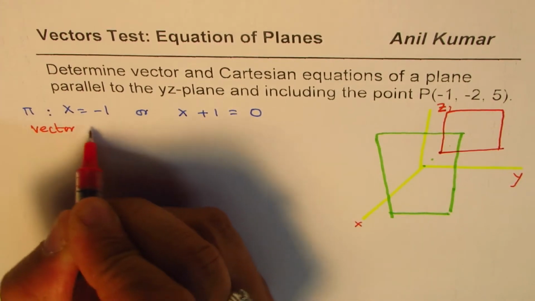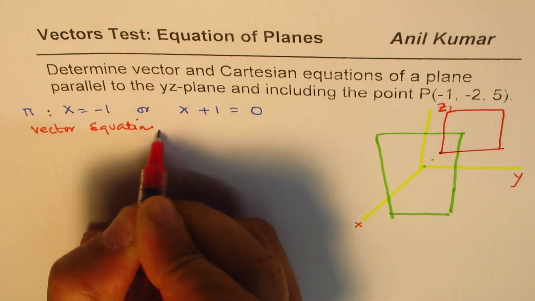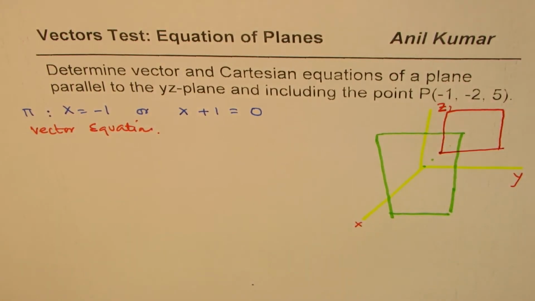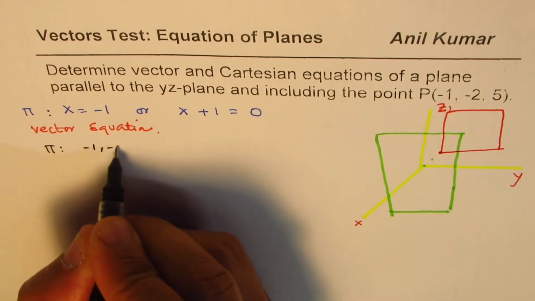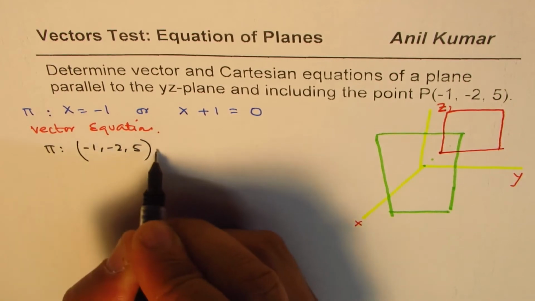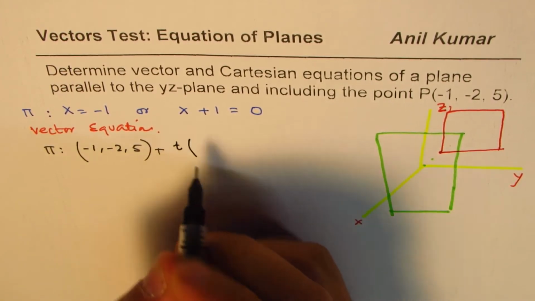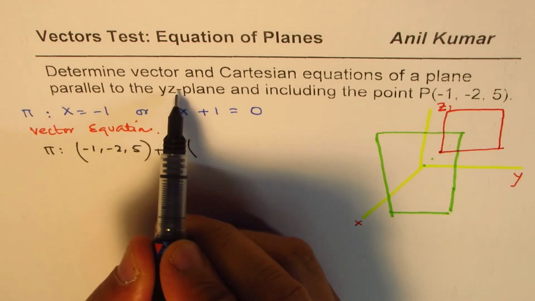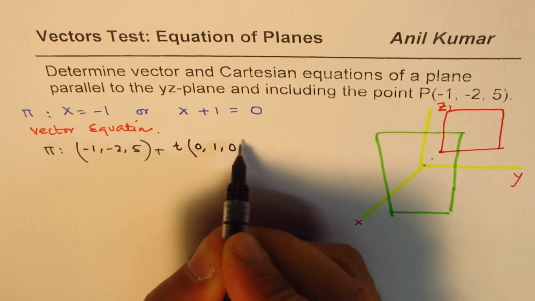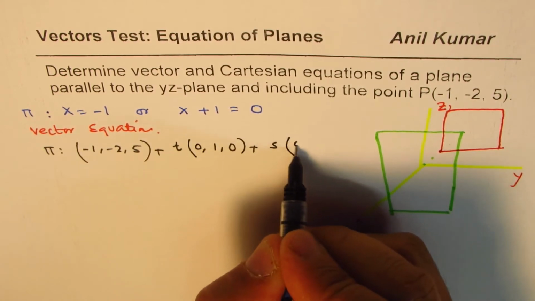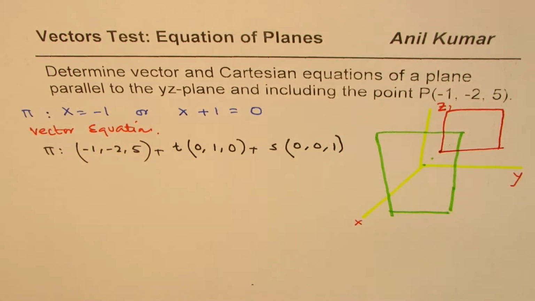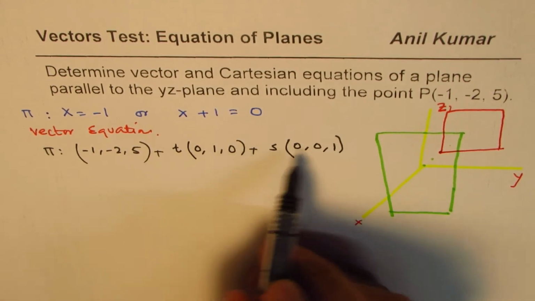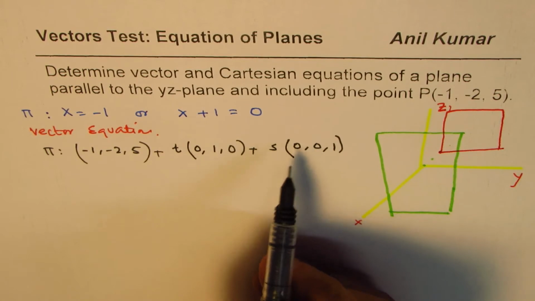So we'll discuss the vector equation. Vector equation means you need to have a point. The point is given to us. So for the plane we have the point which is -1, -2, 5, plus you need two directions. So t times one direction is, since it is parallel to YZ plane, 0, 1, 0, and the other will be along the z-axis, 0, 0, 1. Does it make sense to you? So that becomes the vector equation of your plane. Once you understand the concept, it's simpler. Okay, so that is the vector equation.